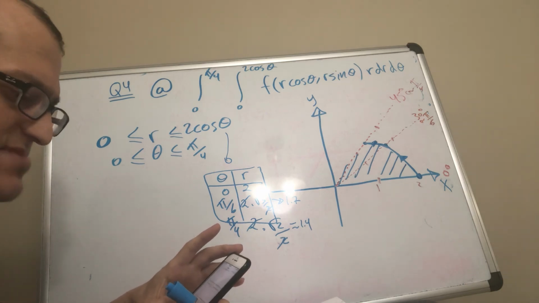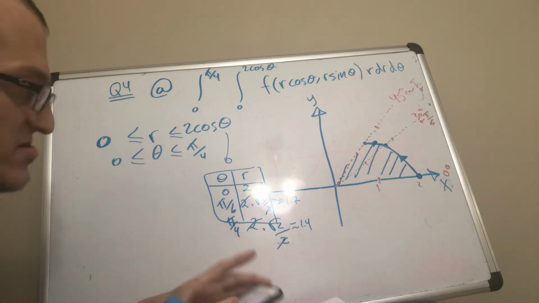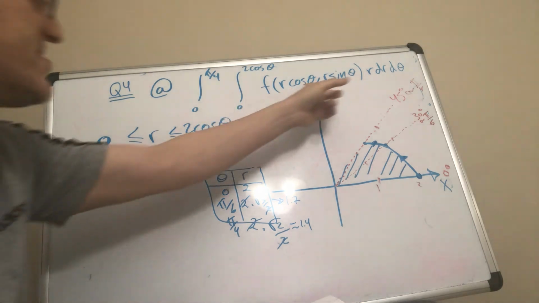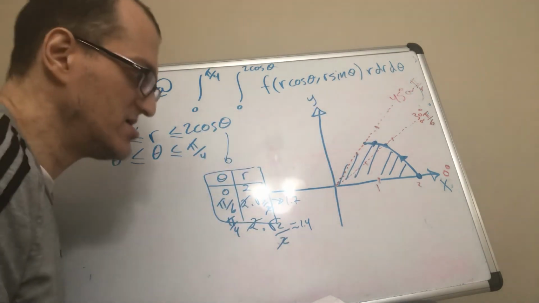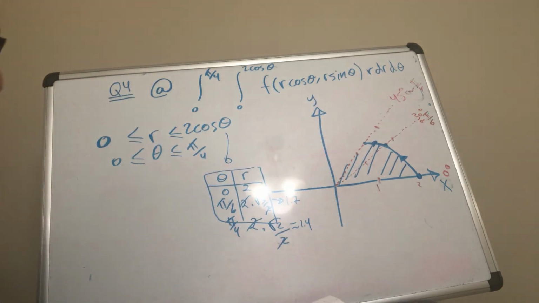And now in part B, what if this is only y? How would you integrate this?